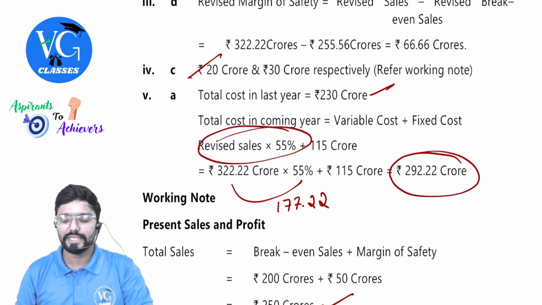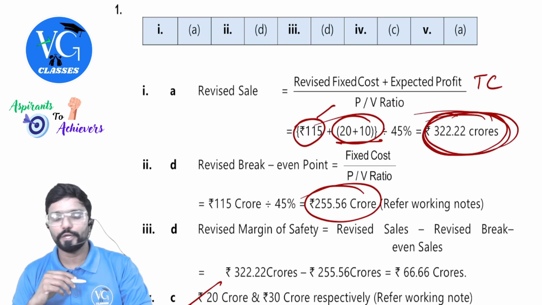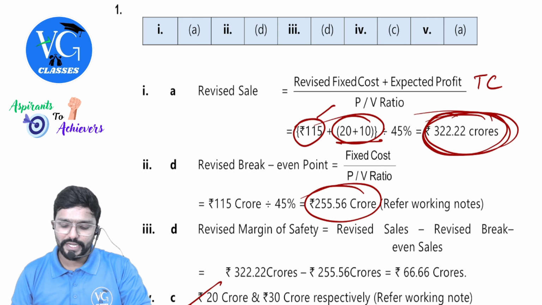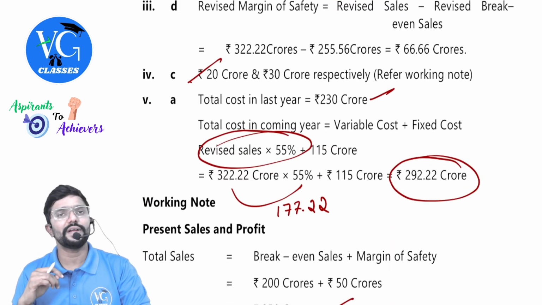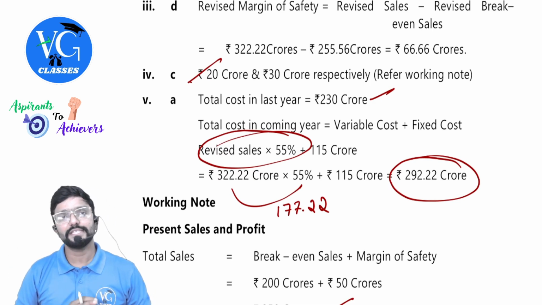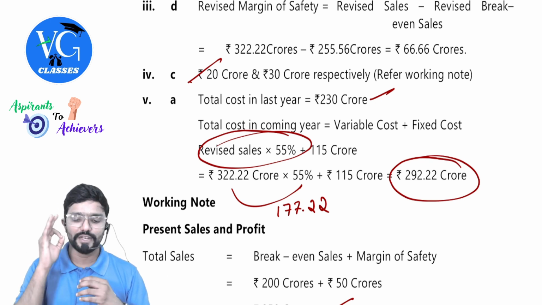Or else you can do it like this also. What is your total sales minus profit? 322.22 minus total profit 30. Are you getting 292.22? That's all, guys. This is all about the questions from the ICAI material on marginal cost.